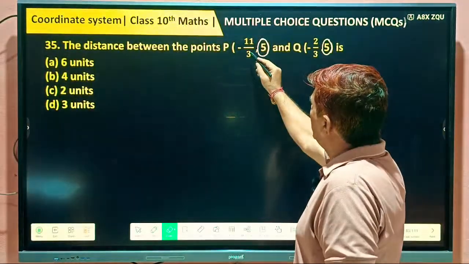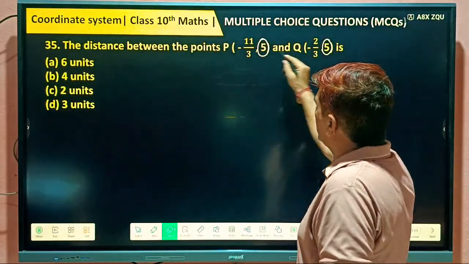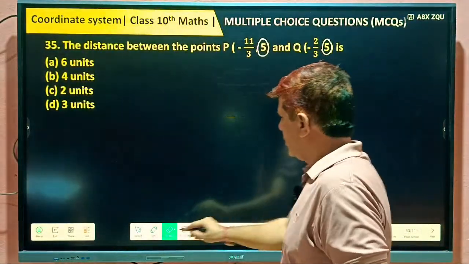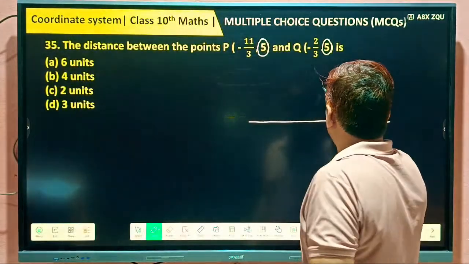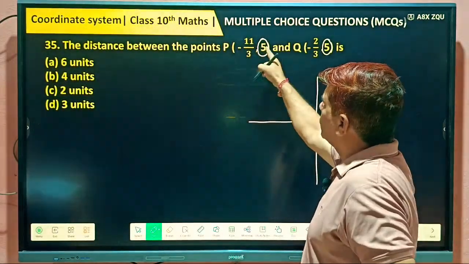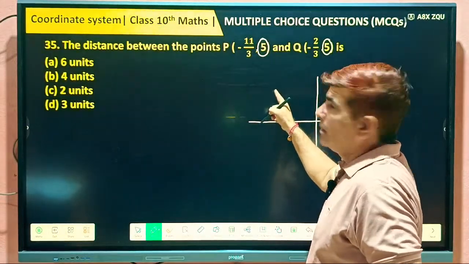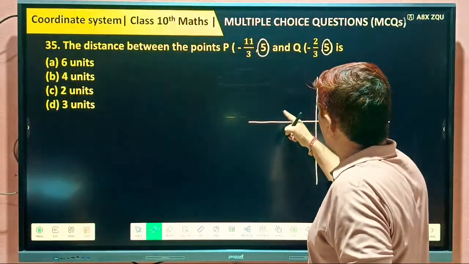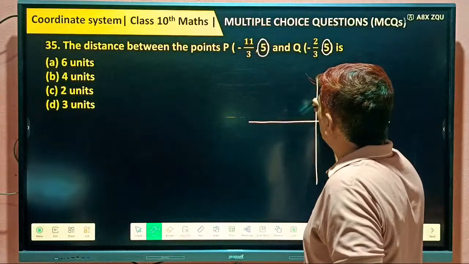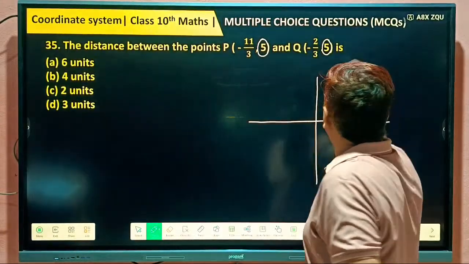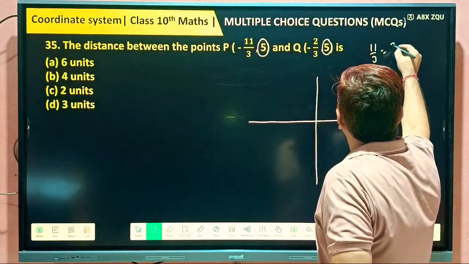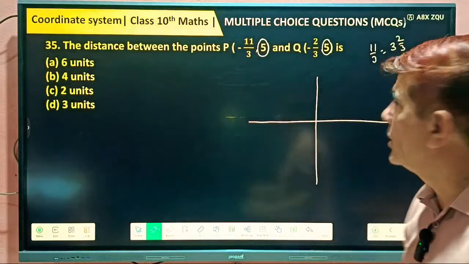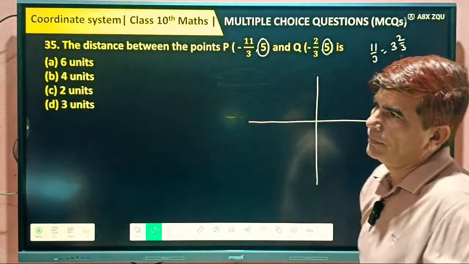It means the P point's distance from the y-axis is minus 11 by 3 units. Actually, where is this lying? X is negative, y is positive, so definitely in this quadrant. And its distance from the y-axis, how much? 11 by 3 units. 11 by 3 means 3 3s are 9, so 3 complete and 2 by third part of that.